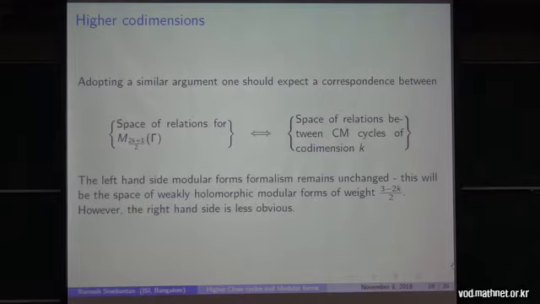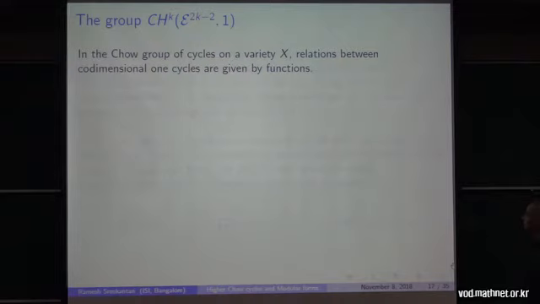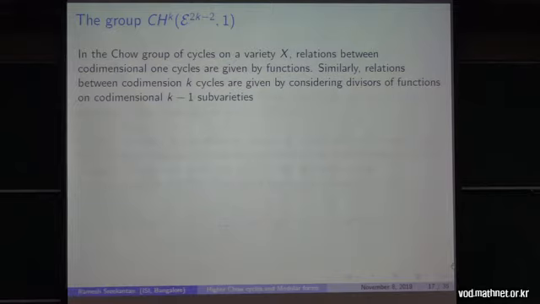Okay? But the right side is a little more unclear. The space of relations in CM cycles of codimension k. So earlier it was functions with divisors on these CM points. Now it has to be something analogous to that. Right? So that's where these higher Chow groups come in. So in the Chow group of cycles on a variety X, relation means codimension 1 cycles are given by functions. Okay? Similarly, relations being codimension k cycles are given by considering divisors of functions on codimension k minus 1 subvarieties. Okay? So to define the Chow group, more or less, you say something is rationally equal to 0 if it's the divisor of a function on a bunch of codimension k minus 1 subvarieties.